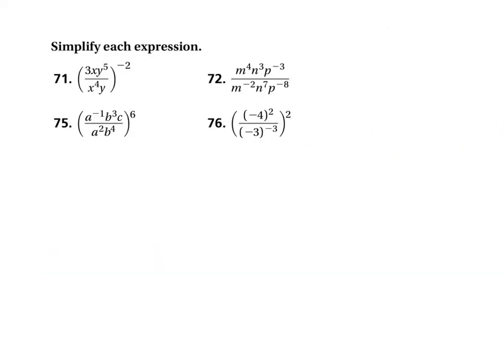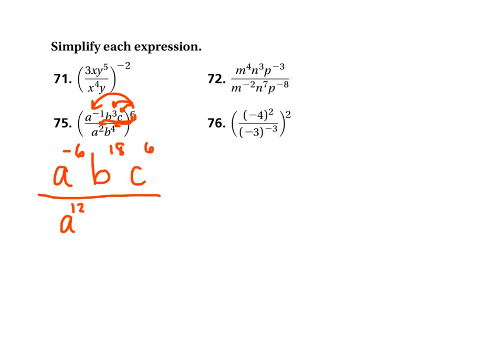The one that's marked 75 is next. So again, we have an exponent to deal with on the outside, and we're going to go ahead and apply that exponent to everything. So it gets applied to every one individually. Power of a power, multiply your exponents. So we end up with a to the -1 times 6, or -6. B to the 3 times 6, or 18. And C to the 1 times 6, which is 6. And then on the bottom, a to the 2 times 6 is a to the 12th. B to the 4 times 6 is b to the 24th.